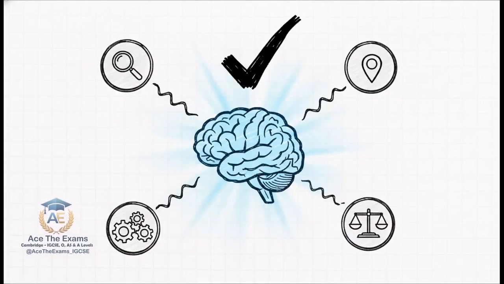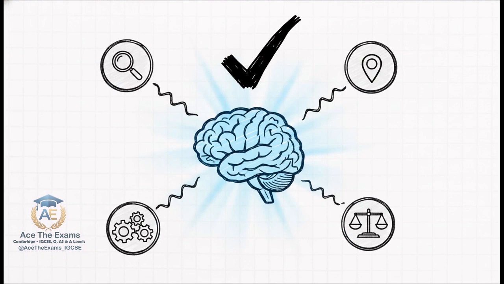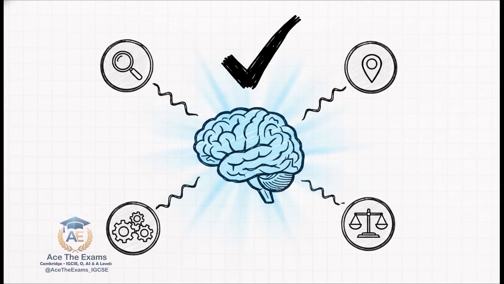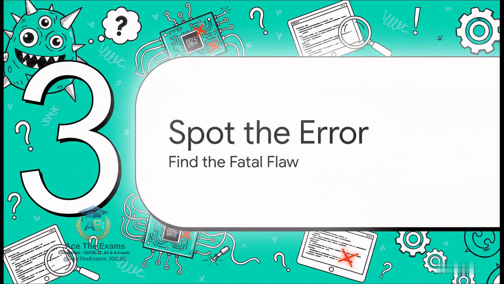To actually execute that framework under severe exam pressure, you need to use this 4-prompt memory structure. What is it? How does it work? Where is it used? And why is it better or worse than the alternative? If you can answer these 4 prompts out loud for any given topic, your knowledge is officially ready for the exam. But if you stumble on even one of them, yeah, you need to go back to the notes. Section 3. Spot the fatal error.